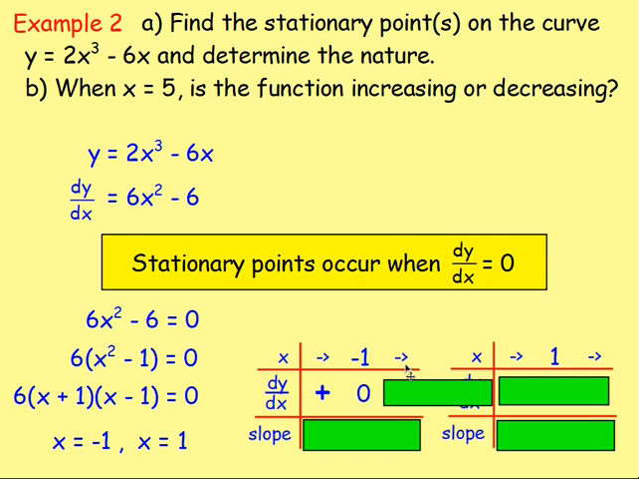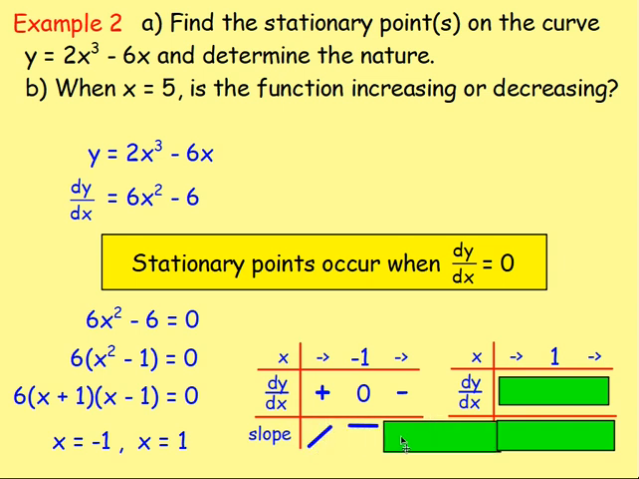Sub in a number just above negative 1, such as 0. So replace x with 0, 6 times 0 squared is 0, take away 6 is obviously a negative. Which means then that the graph is going to be increasing, then it's going to be at a 0 gradient, and then it'll be decreasing, meaning that will be a maximum turning point.